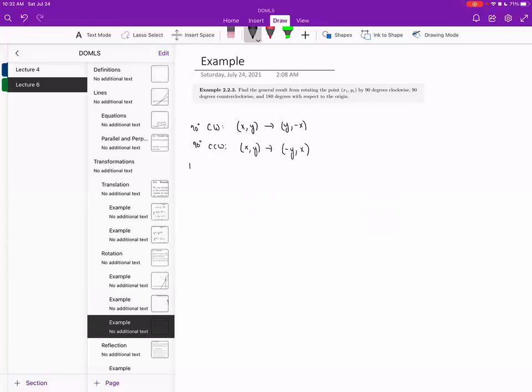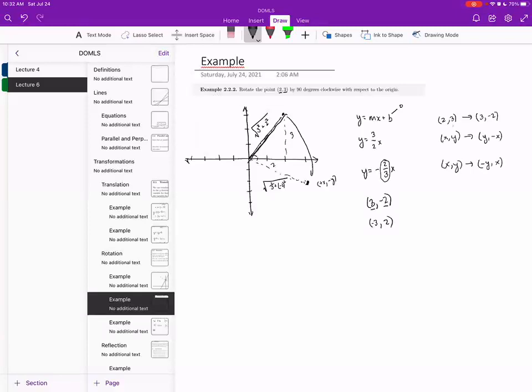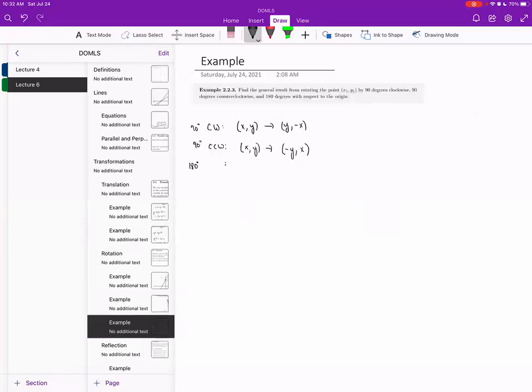Now, what about a 180-degree turn with respect to the origin? This isn't counterclockwise or clockwise because they're the same thing. If we went 180 degrees, then it's essentially the same as reflecting across the origin. So what happens when we reflect across the origin? It's just going to go in the exact opposite direction for x and the exact opposite direction for y. So it's going to be negative x, negative y. So x, y would just go to negative x, negative y. So that's our basic rotations.